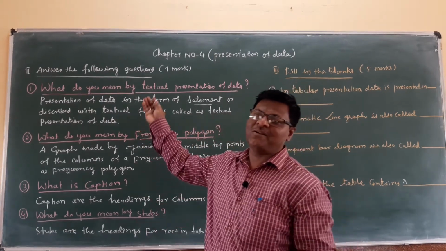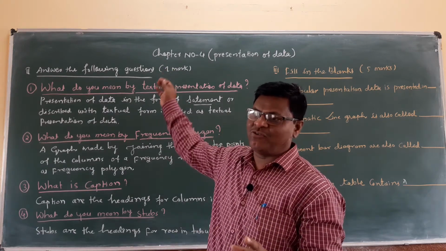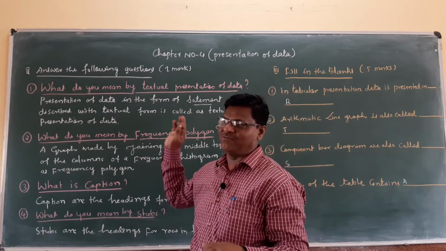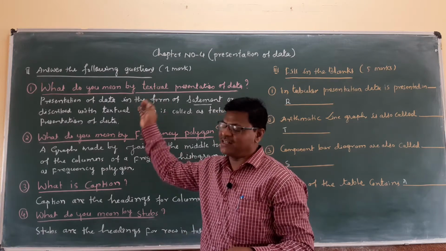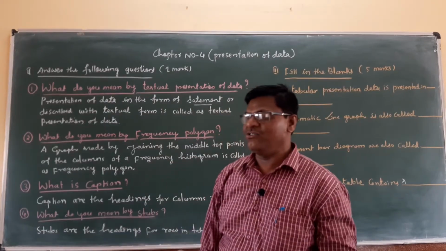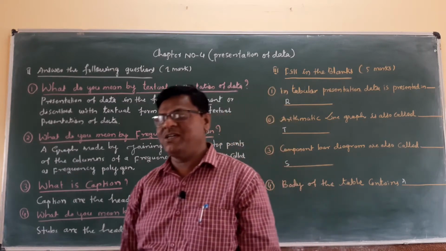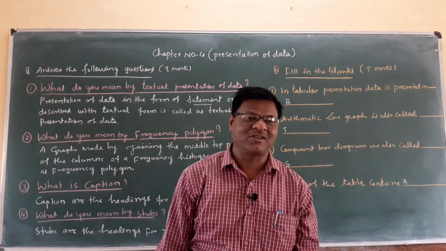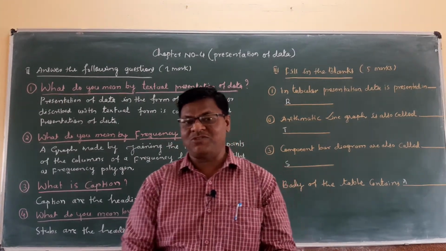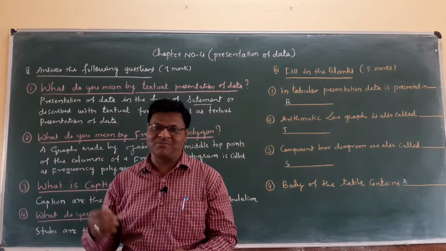These are the most important questions. Each carries 1 mark, so in total they carry 4 marks, and another question will arise including 5 marks. These are the meanings and definitions of textual presentation of data, frequency polygon, caption, and stubs. These are very important questions in this chapter, so you have to remember and answer them without forgetting the meanings and definitions of the presentation of data.